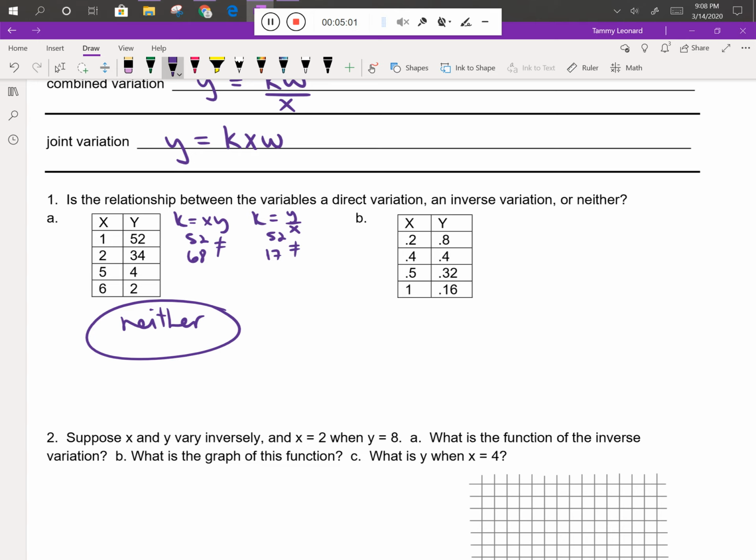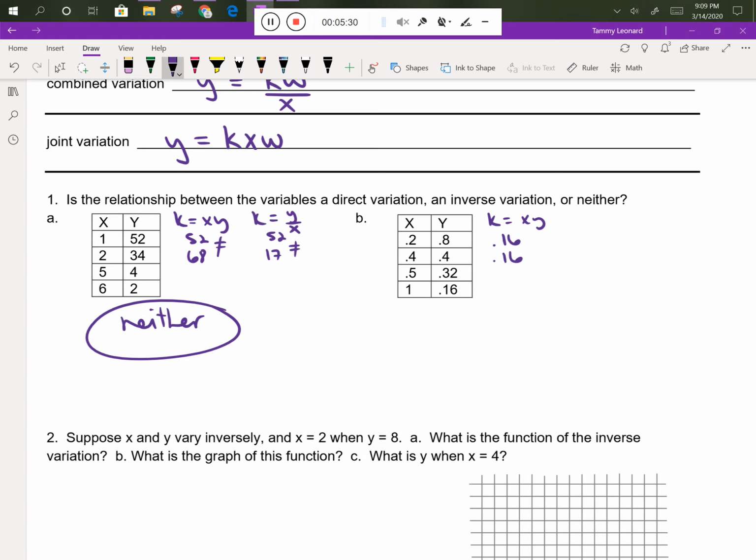Let's look at B. 0.2, 0.4, 0.5, 1, those are increasing. 0.8, 0.4, 0.32, 0.16, those are decreasing. So again, my instinct tells me let's try for inverse. So I'm going to try to multiply the x's by the y's. When we do that, we see 0.2 times 0.8 is 0.16. 0.4 times 0.4 is also 0.16.